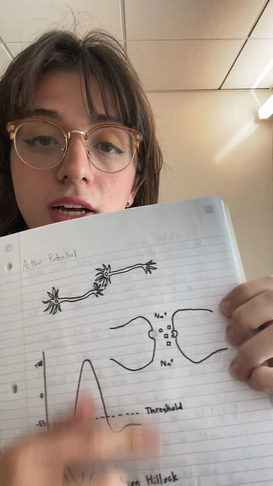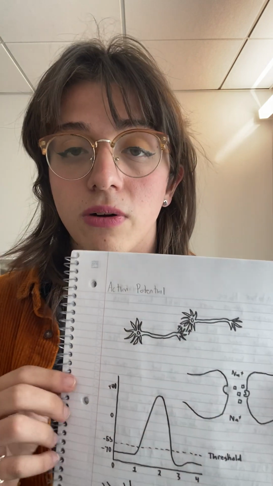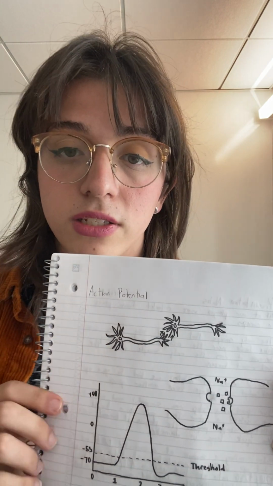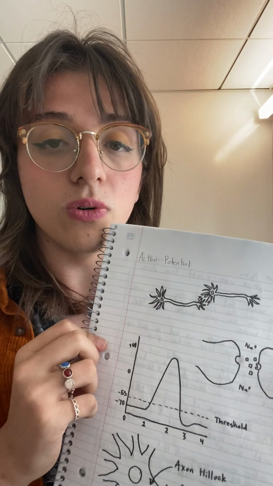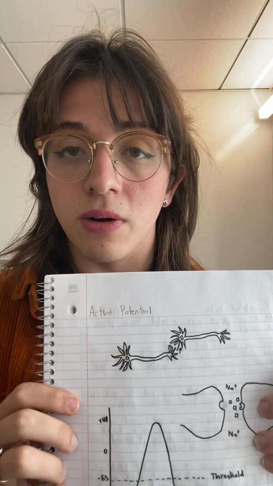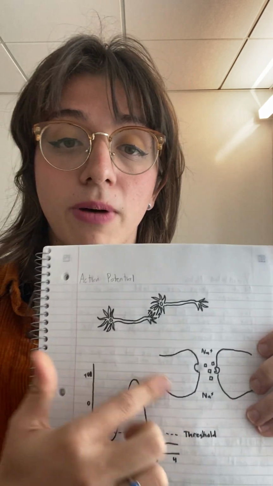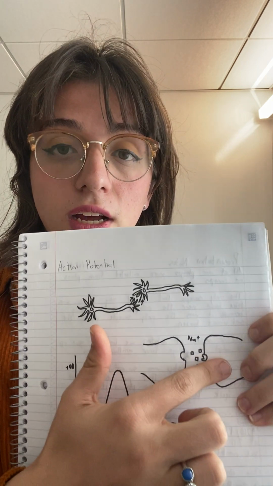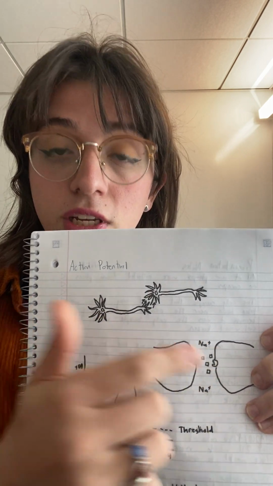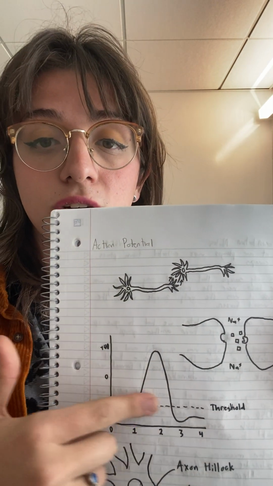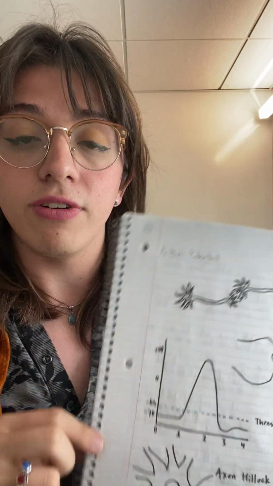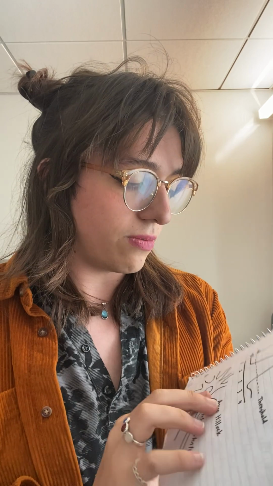with enough positive input from other signaling neurons, a neuron will decide whether or not to start an action potential. And the way that it does that is if enough positive charge reaches the receiving neuron to pass this threshold, which is around negative 55 microvolts.